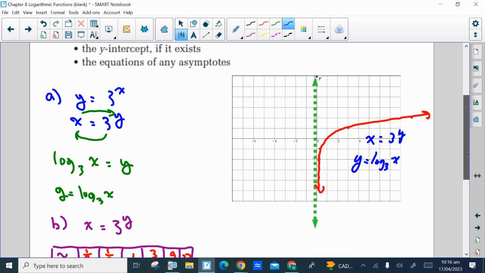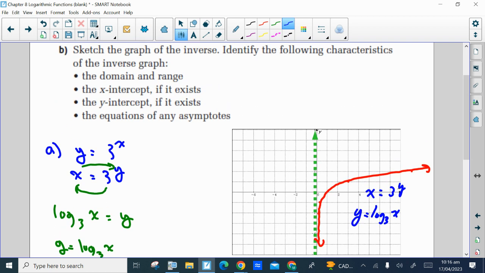So now that we have the graph, we can fill in those characteristics, right? The domain of this will be from 0 to positive infinity, neither included, which is why we use those rounded brackets. The range will be from negative infinity to positive infinity. Goes up and down forever. The x-intercept is at the point (1, 0). The y-intercept does not exist.